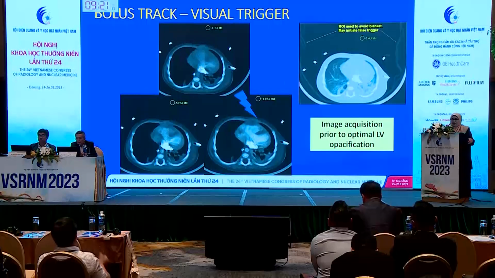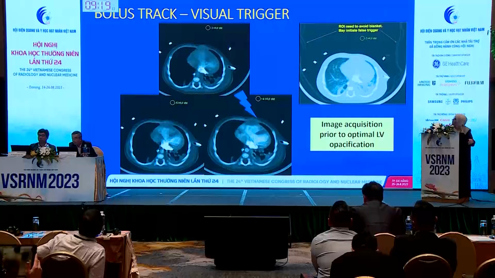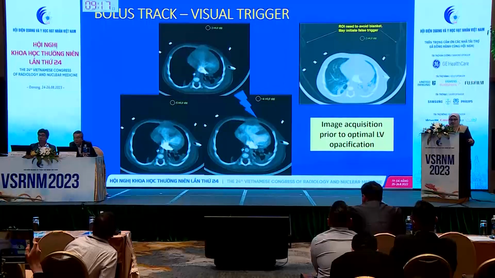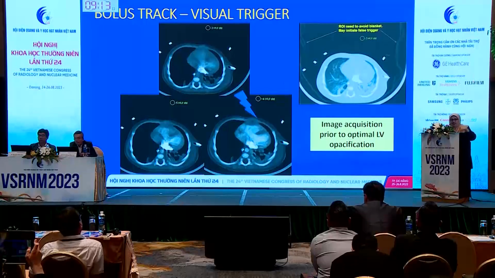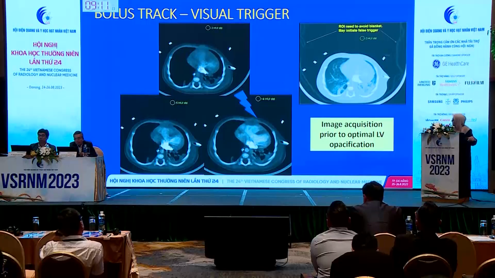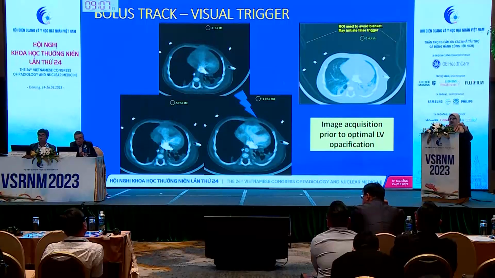So this example that I mentioned just now, we talk about bolus tracking with a visual trigger. The radiographer will press the scanning button whenever there's already optimal, or maybe suboptimal, LV opacification.